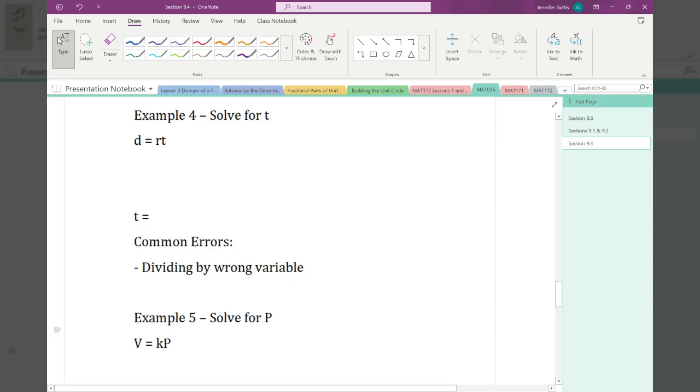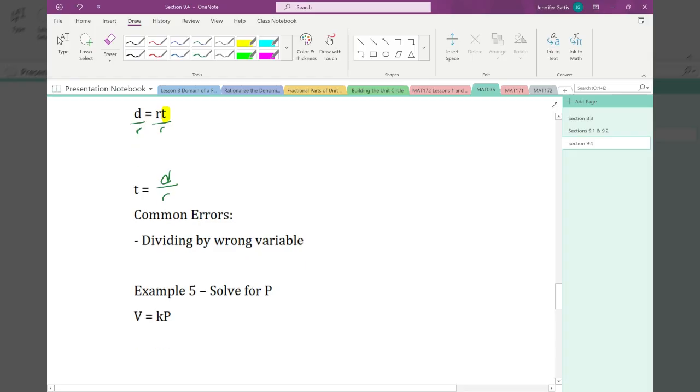So here we have the formula for distance. Distance is equal to rate times time. So d is equal to r times t. If we want to isolate the variable t, we want to get that all by itself. Well, we are going to divide both sides by r. So we get that t is now equal to d over r.